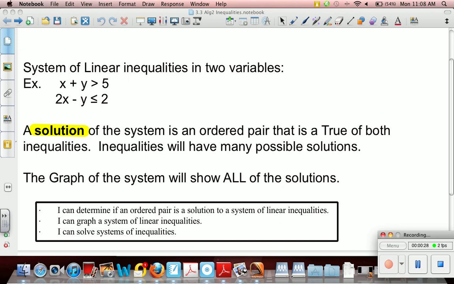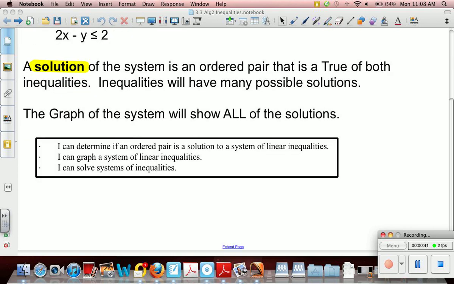that is true for both of the inequalities. And realize, again, that the inequalities will have many possible solutions. That's why we graph, to show all the possible solutions. So make sure that you can determine if an ordered pair is a solution of the system of inequalities. You can graph the system of inequalities, and you can solve the system of inequalities.